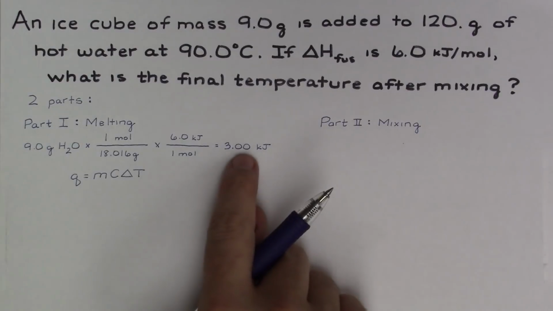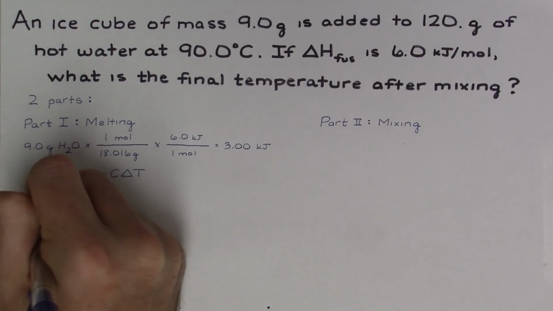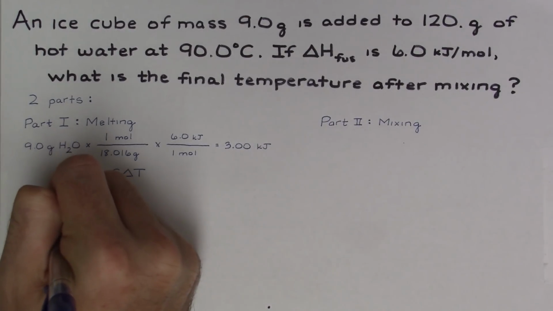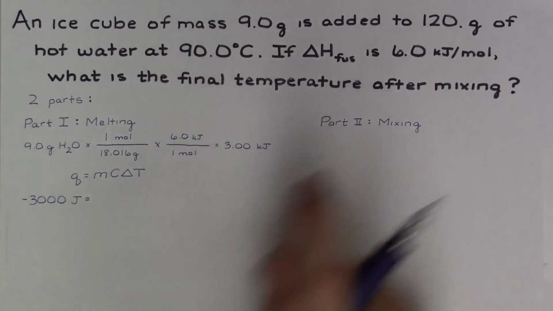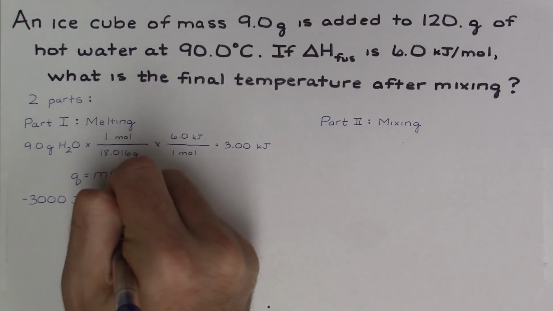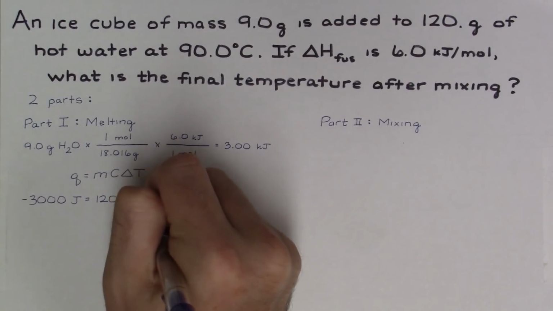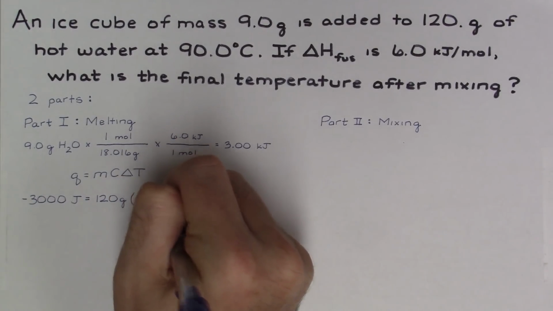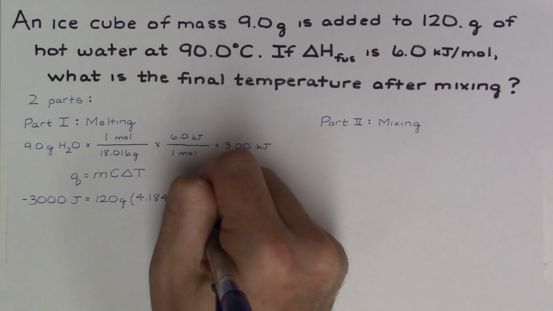Our change in temperature is ultimately going to be what we solve for. Now look at our energy. It's positive. So this means that our water must be negative in order to accomplish this. Doing a little unit conversion, we will get 3,000 joules. So now our M is going to be 120 grams. Our specific heat of water, once again, is 4.184 joules divided by grams degrees C.